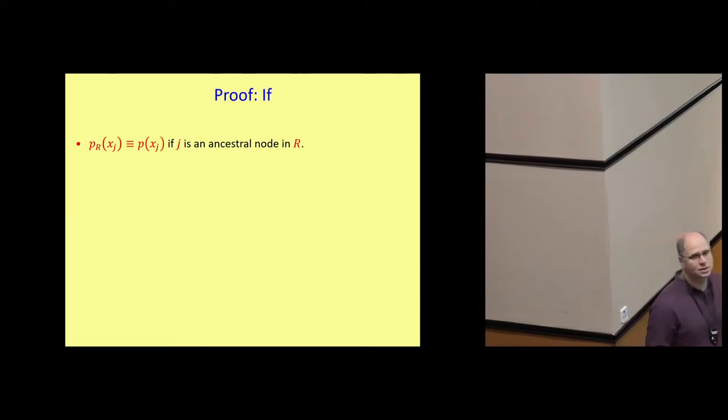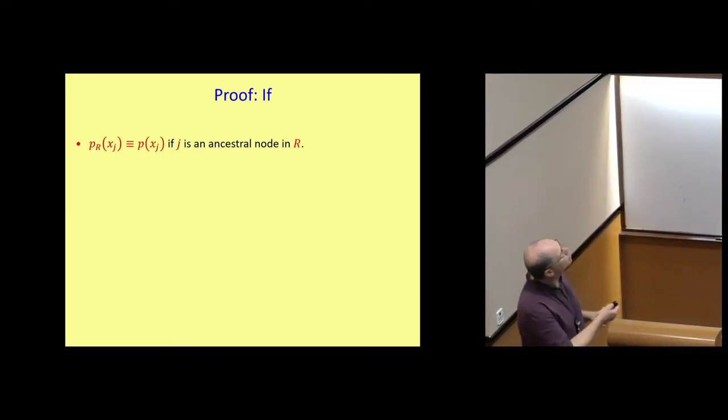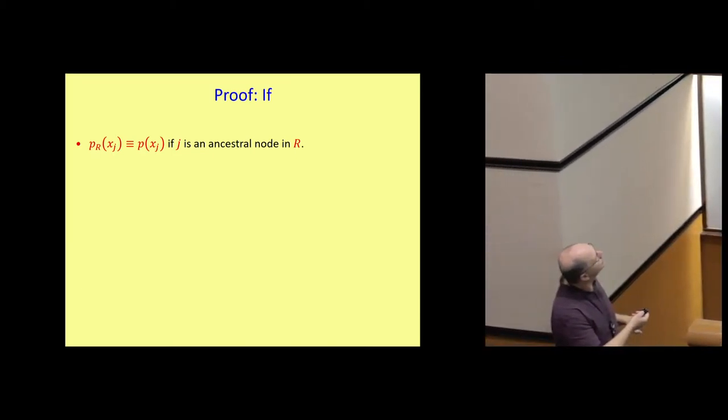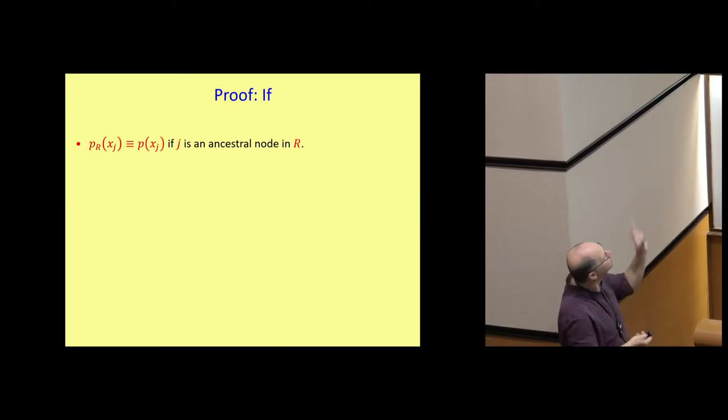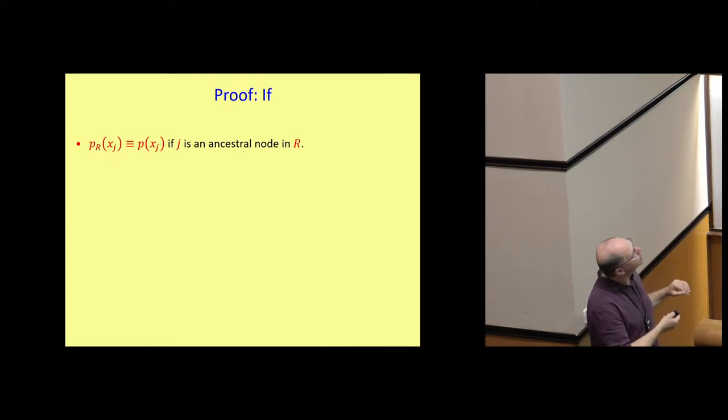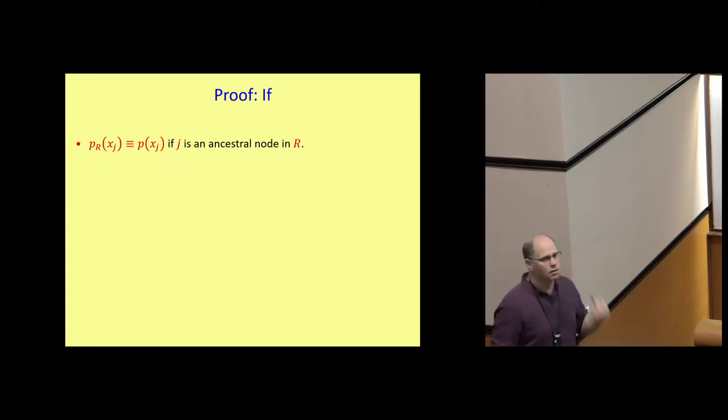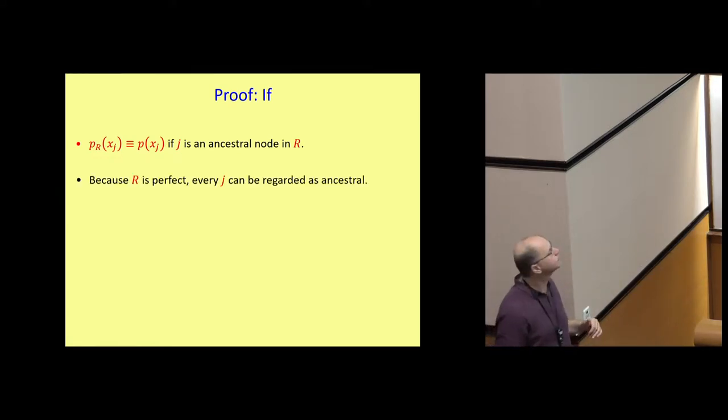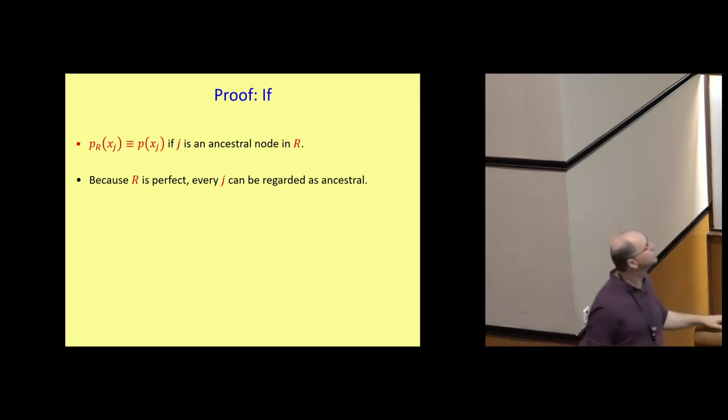If your node is not ancestral, this should have been ancestral in... this is if. I'm sorry. So forget about the only if. So if J is ancestral in your model, then you don't distort the marginal. Your subjective belief doesn't distort the marginal over J.